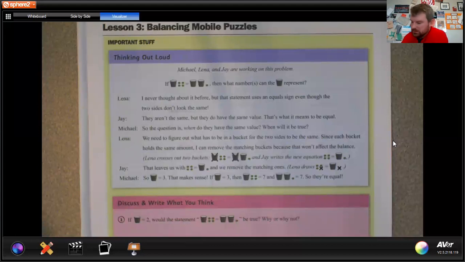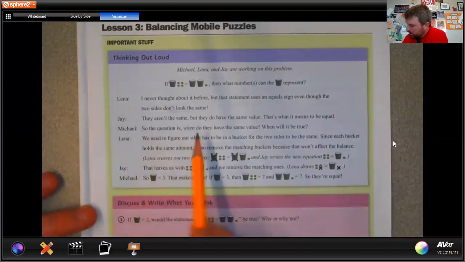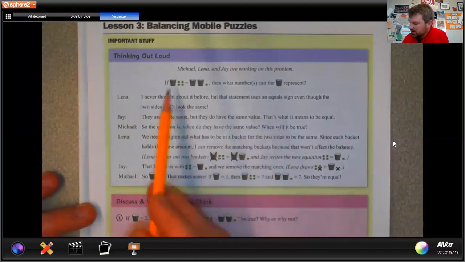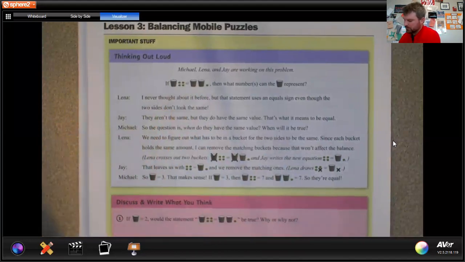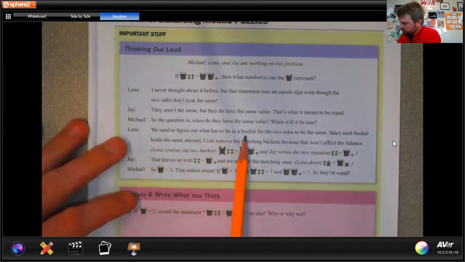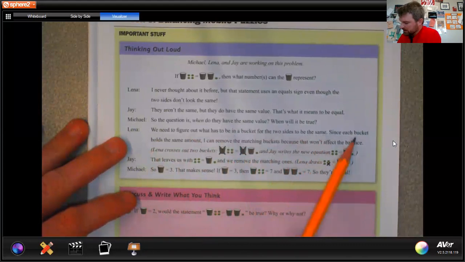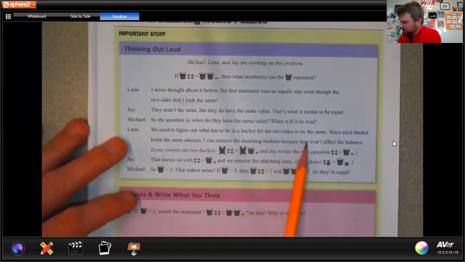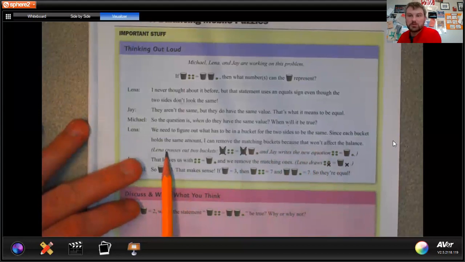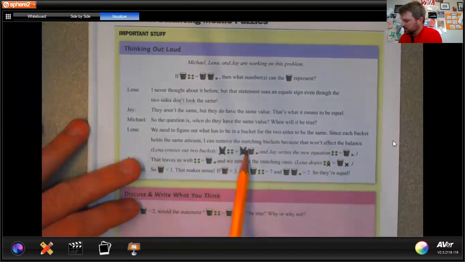So the question is, when do they have the same value? When will it be true? When will this side have the same value as that side? We need to figure out what has to be in the bucket for the 2 sides to be the same. Since each bucket holds the same amount, I can remove the matching buckets because that won't affect the balance. Which is what we've kind of talked about before in lesson 2 with the mobiles. We just crossed out the things that paired up, and that's what he did here. He crossed this out and this out because they paired up.